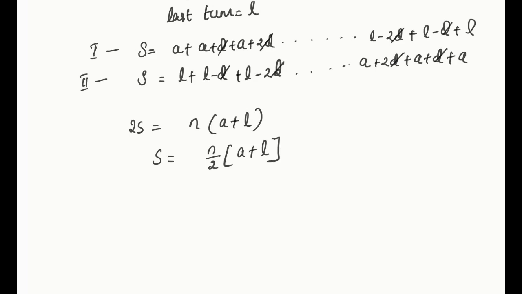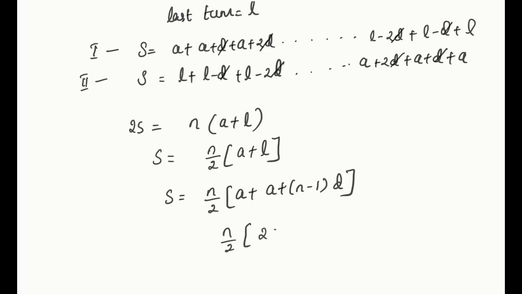Only if the first term and last term are given, we can use this formula. If by chance the last term is not given, what is our L? L will be the nth term, right? What is our nth term? The nth term is A plus (n minus 1) into D. So the sum is n by 2 into (2A plus (n minus 1) into D).